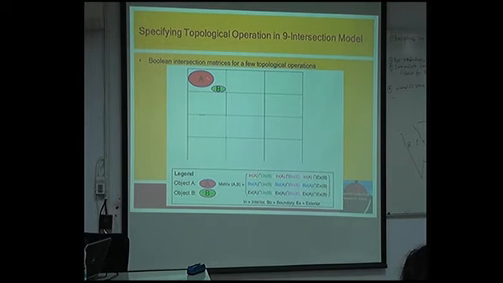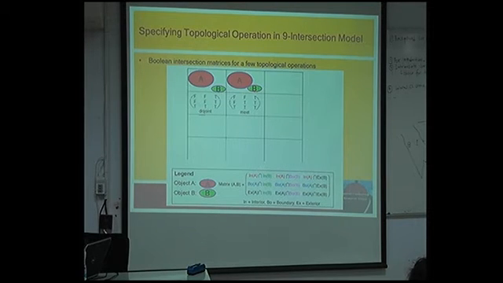So this is one situation, and you probably know the name of this. Which operation is this? Disjoint. And this is the signature of disjoint, and you can verify it. This is another situation. I'm slowly moving B towards A, and which operation is this? Touch. This is the signature of meet or touch.